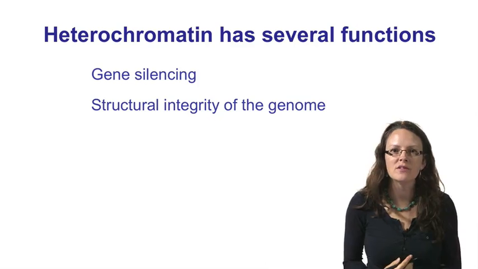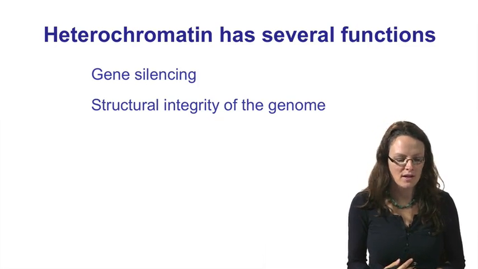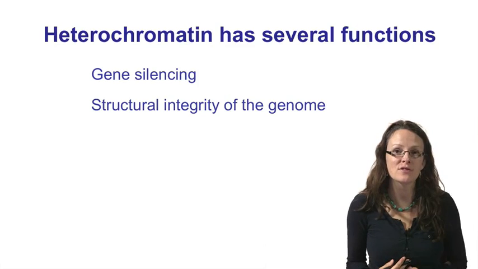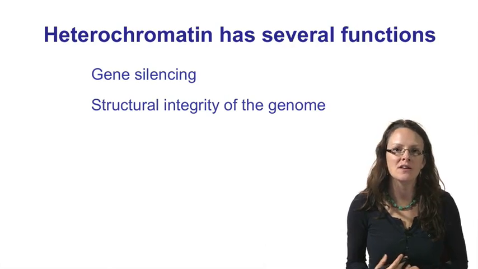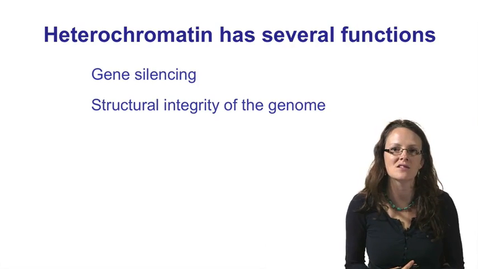So heterochromatin then has a couple of functions that we've mentioned earlier and we'll talk about again. The first is for gene silencing, and this tends to be more for facultative heterochromatin. And the second is to help maintain the structural integrity of the genome and help to mark the ends of the chromosomes and the centre of the chromosomes. And this tends to be constitutive heterochromatin.